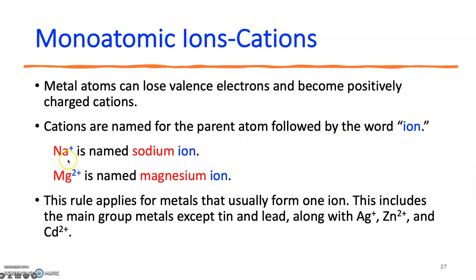For example, when sodium loses one electron, it becomes sodium plus, or Na+. It's named sodium ion. For magnesium, when magnesium loses two valence electrons, it becomes magnesium 2+. Therefore, it is named magnesium ion. This rule applies for metals that usually form one ion. This includes the main group metals except for tin and lead, along with silver, zinc, and cadmium ions.